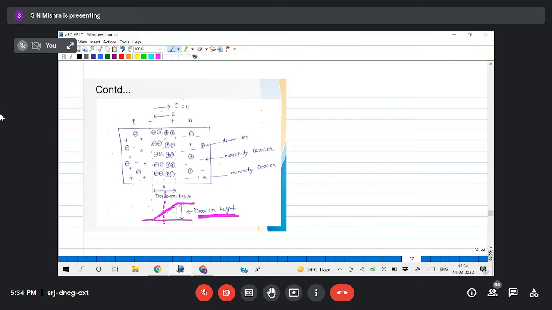Barrier height means if there are holes which try to move to this side, suppose a hole is present here and it tries to move this side, it will see a barrier. This is a barrier for this hole. It has to cross this barrier to reach here. Is it understood? Guys, is it understood or not? Or shall I repeat? Yes, sir.